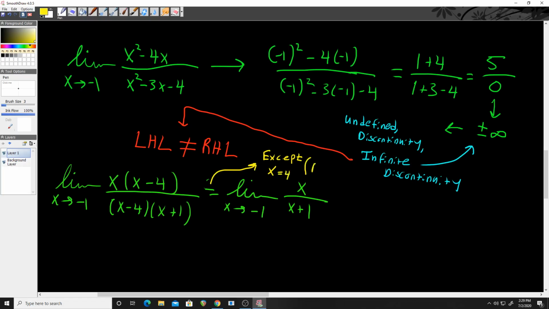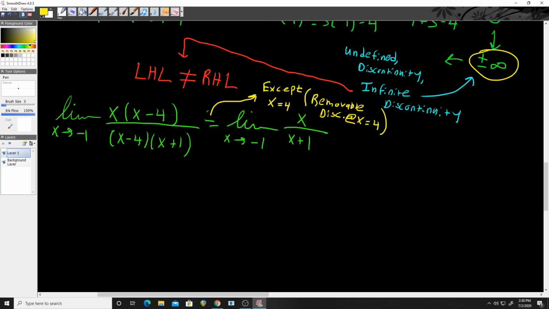Okay, and specifically, we have a removable discontinuity at x equal 4. And it's removable because we can cancel, and then we can plug in 4 here to figure out the value of that hole in this function, figure out where that hole is, in other words. Okay, so anyway, let's get back to the point, which was this, the infinite discontinuity at x equal -1.